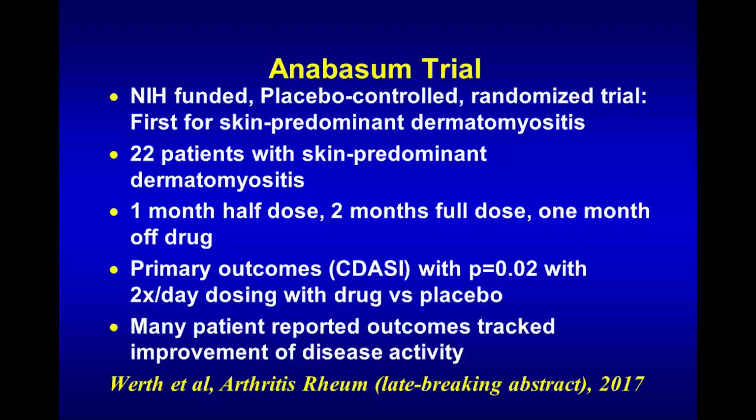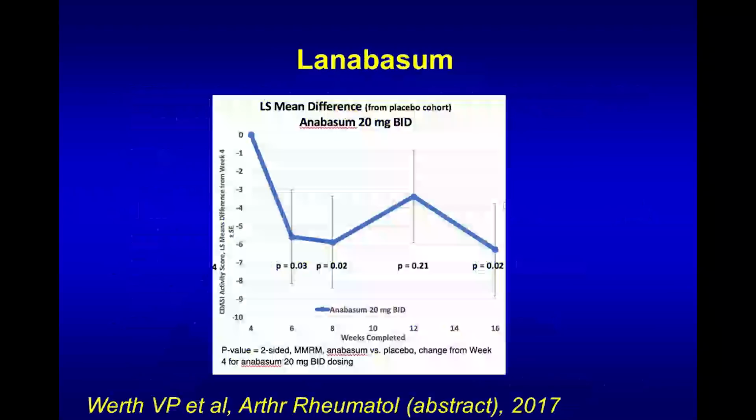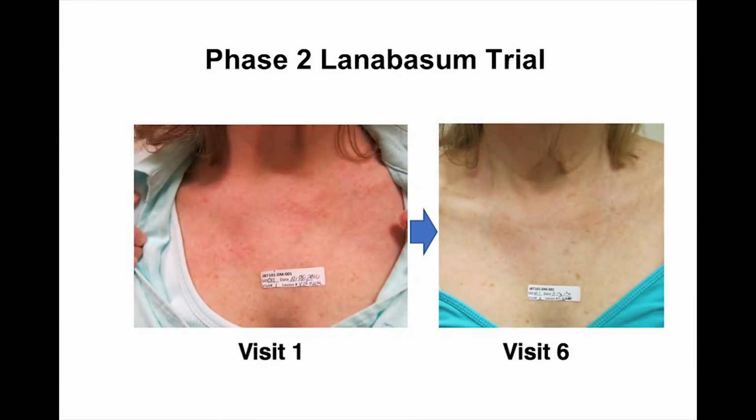And then the primary outcome was the CDASI. You can see there was a statistically significant difference between placebo and treatment, and many of them also improved in terms of other outcomes that were tracked. This is just looking at the mean difference in the CDASI compared to placebo, and you can see that the patients who got active drug did much better. Again, statistically significant at the end of the 16 weeks, before and after.